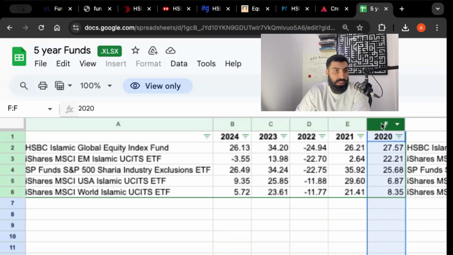But in 2020, which was a good year for stocks, this was one of the best performers. In 2021, it wasn't the best performer, but it was up there. In 2023, it was joint best performer with SPUS. And in 2024, it was also joint best performer with SPUS.